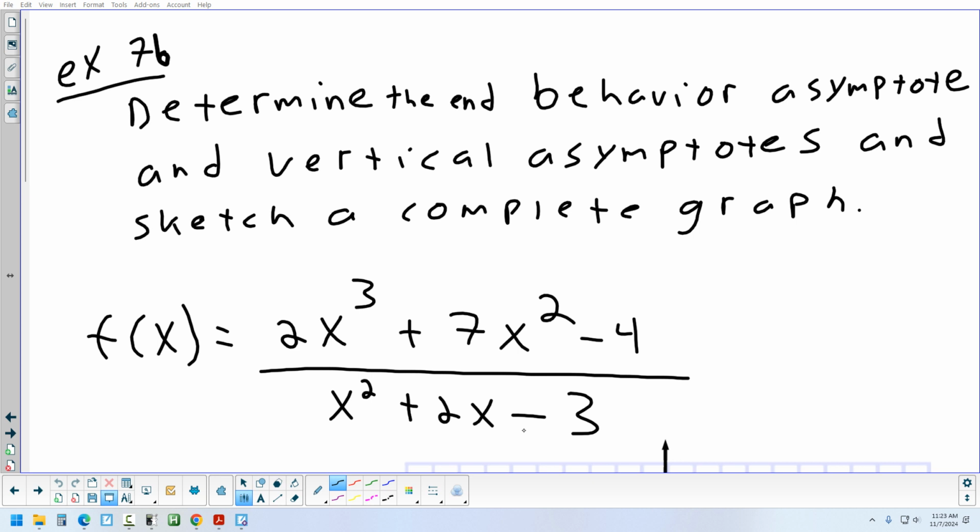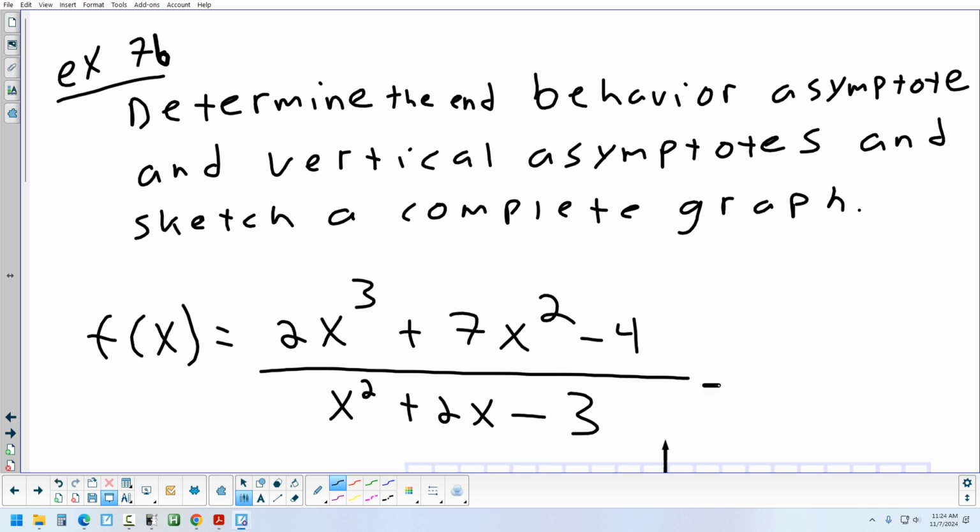Okay, so we're going to take a look at the two questions we didn't finish. One of them is very similar to 7A. It's going to be finding an EDA and then making our sketch. So the question here is determine the end behavior asymptote and the vertical asymptotes.